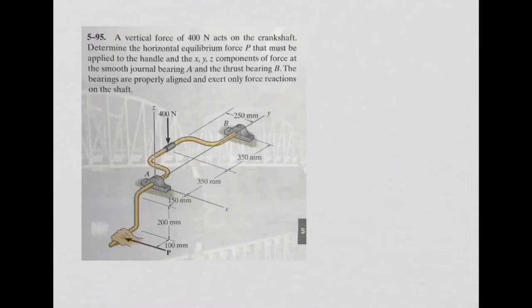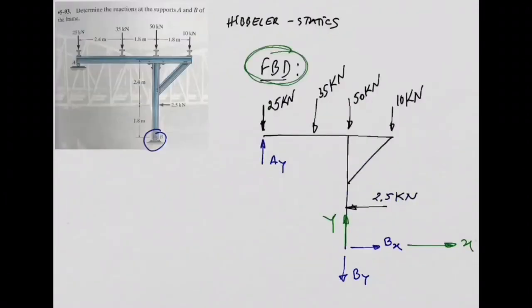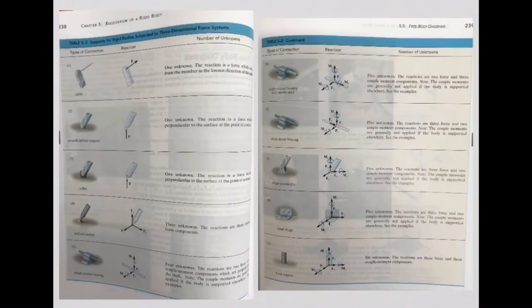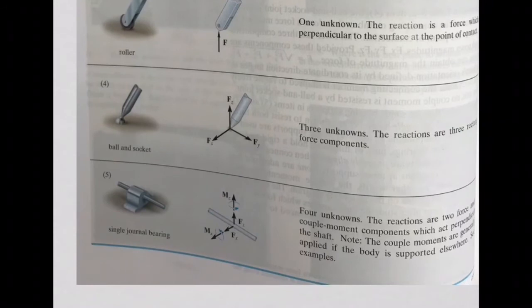You have these two supports at A and B. At A, it is said to be a smooth journal bearing, and at B you have a thrust bearing. So what is this? In order to answer your question, I got this from Ebler's book. I got this from Ebler's book as well. I scanned this.